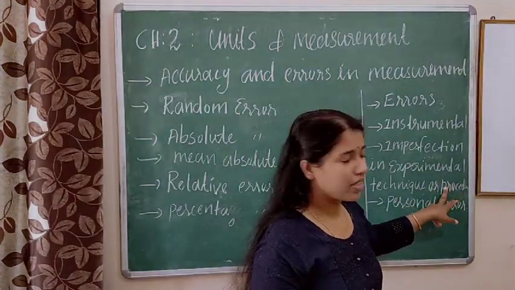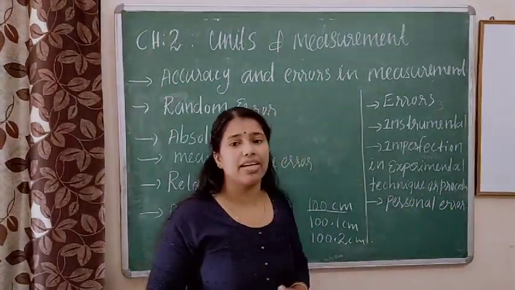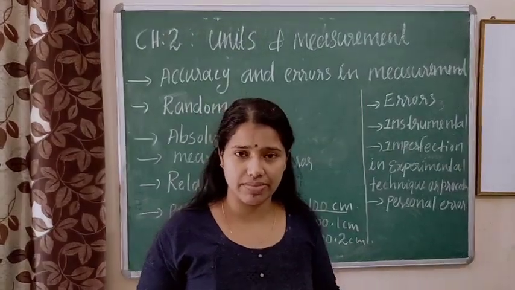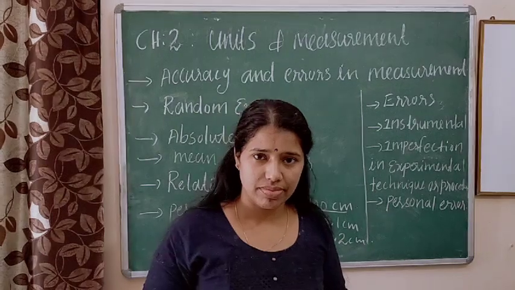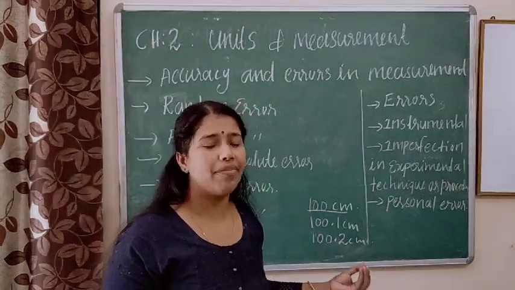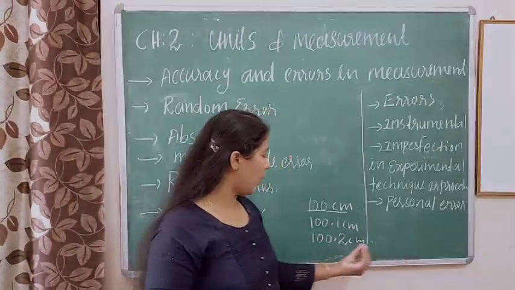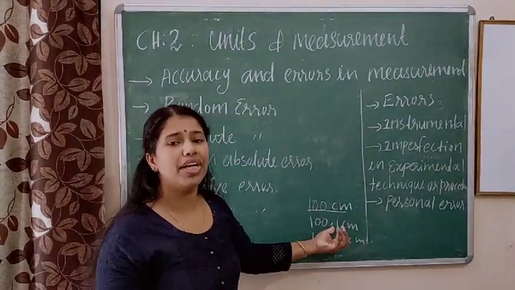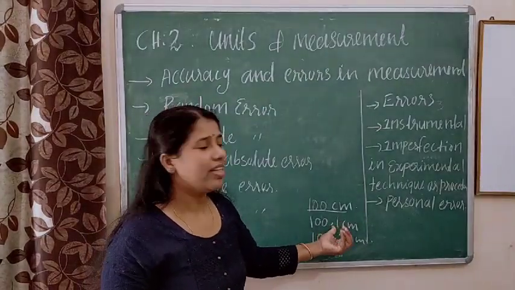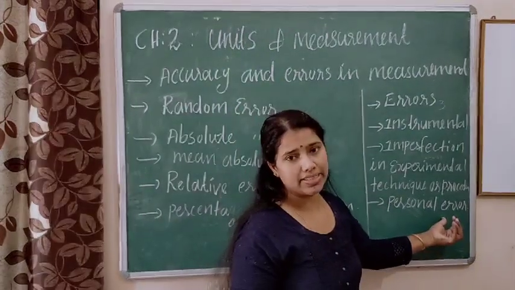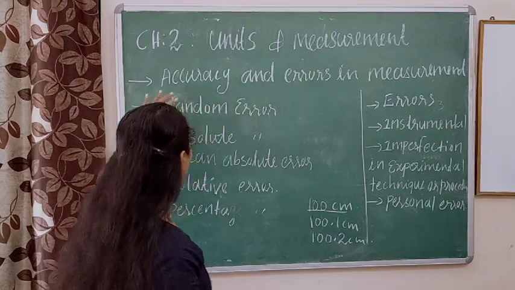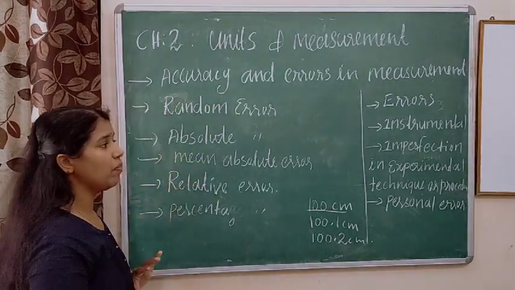Third one is personal error. We are making some errors. That is personal error. For example, in measuring this blackboard, a person got 100.1. The 0.1 is the error. That is personal error. Then the main types of errors in our textbook are very, very important.